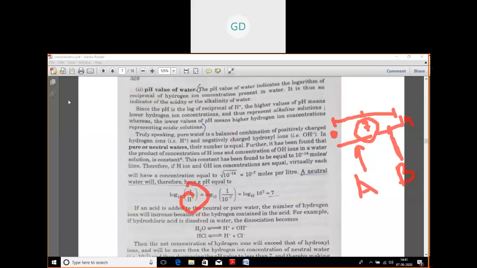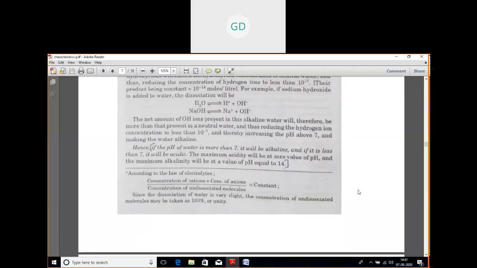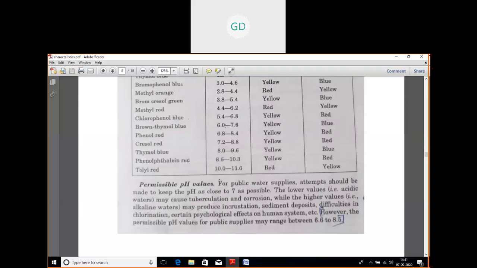I will just show you. This line you see: the permissible pH value for public supplies may range between 6.6 to 8.5. It is generally not possible every time to have 7 as your pH value, so the government has given some permissible limits, and that is 6.6 to 8.5.